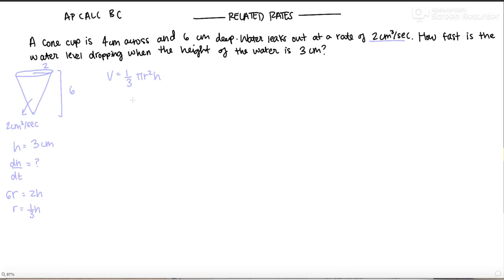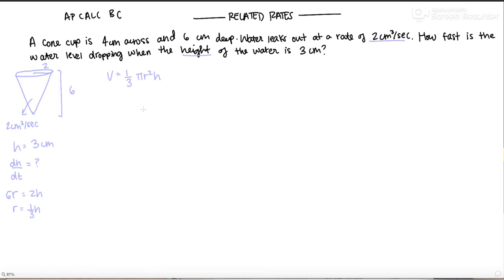Now we can substitute this r value in our equation. So our equation is only in terms of volume and height, which is what we want. Now, how do we know what to rewrite? Well, we know we want to find the height, so that means we need to change the radius. That's how we knew that we had to rewrite the radius in terms of the height.